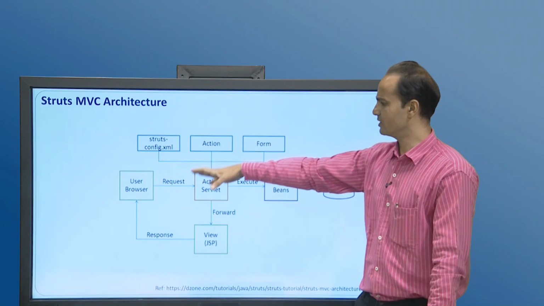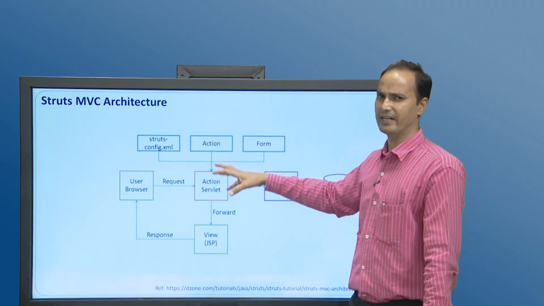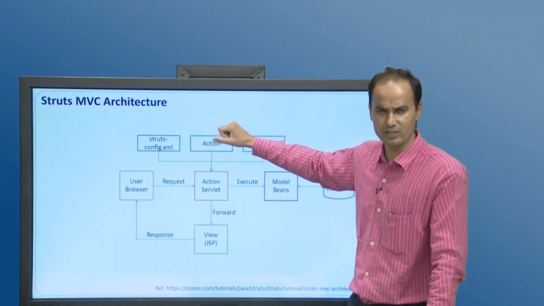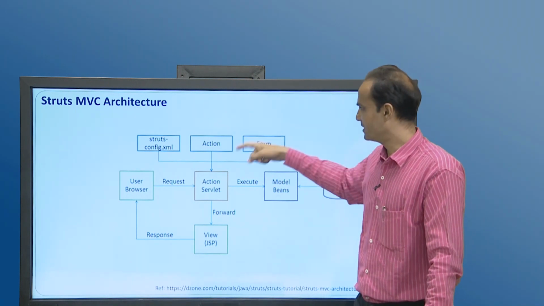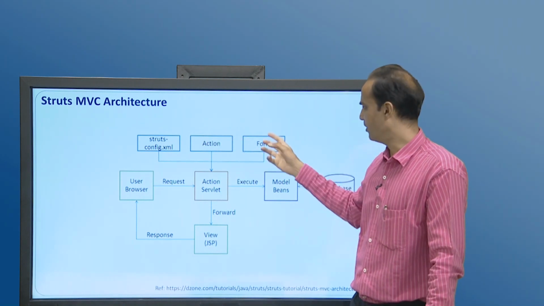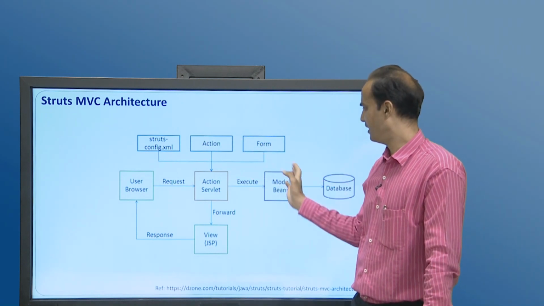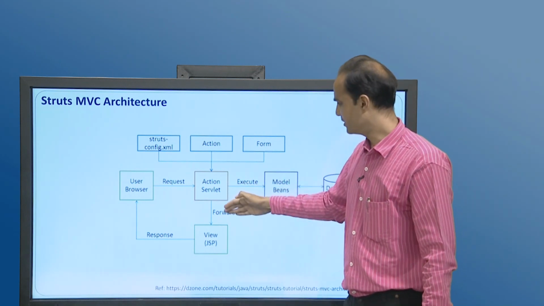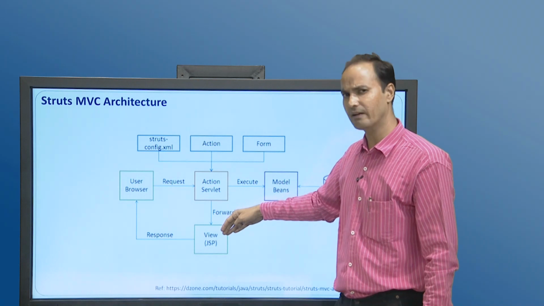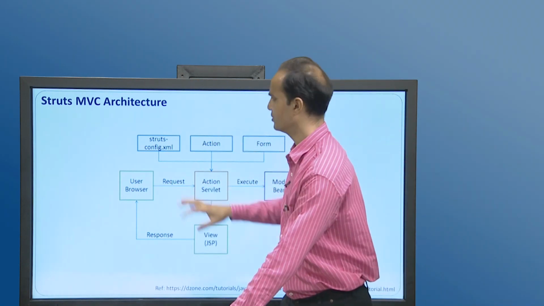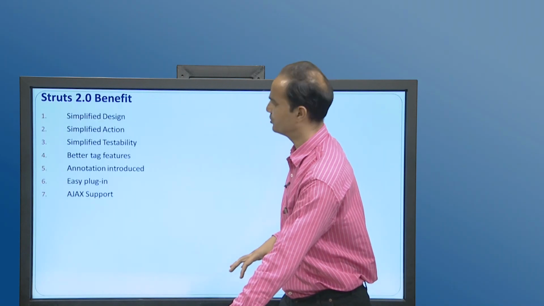So generally, the browser sends a request, and the action servlet maps the request to a specified controller through the struts config file and forms the response back to the client. If required, it accesses data from the backend, forms the response, and sends it back to the end user or client using the view. So this is the MVC architecture of Struts execution.